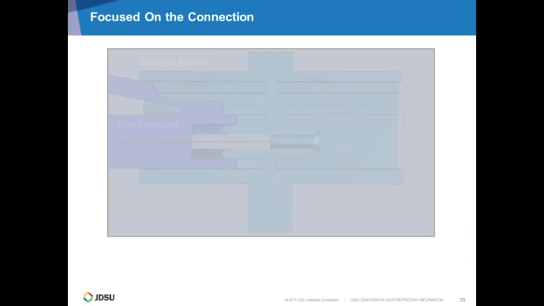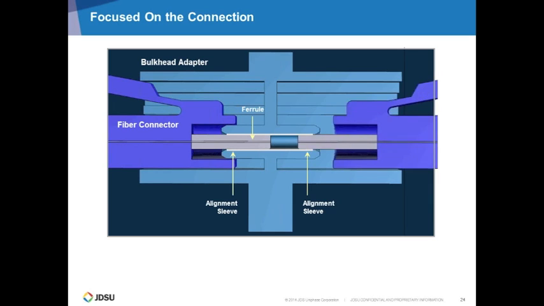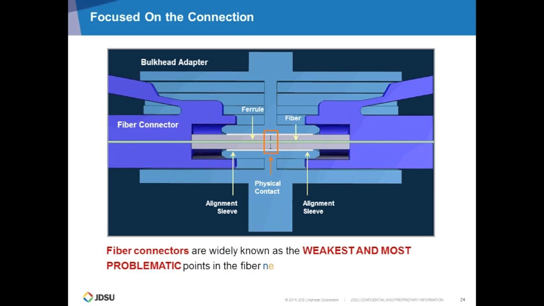And here you will see the inside of the fiber connector, where two connectors are meeting. This is an example of the LC connector, where the ferrule is connected through an alignment sleeve, and that alignment sleeve basically aligns the core of the fiber so the signal can go through. That physical contact of the two fibers is basically the weakest, most problematic point in the fiber optic deployment and fiber optic network.